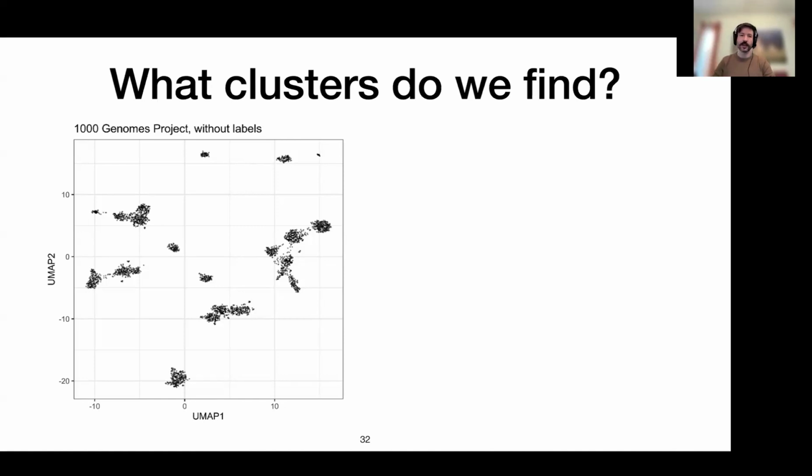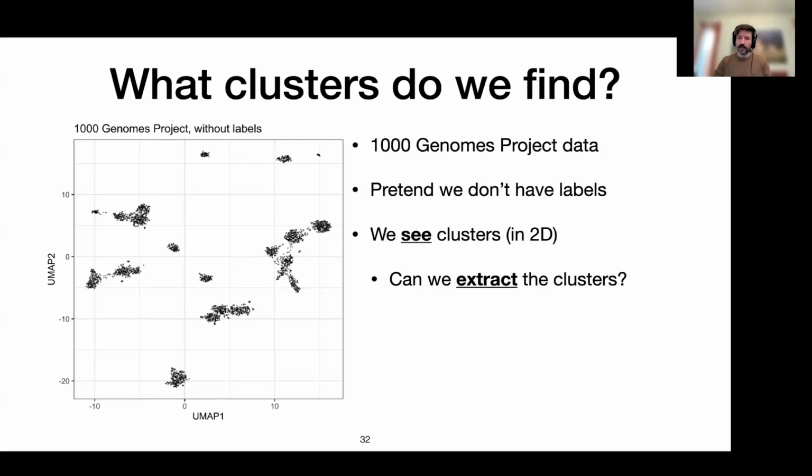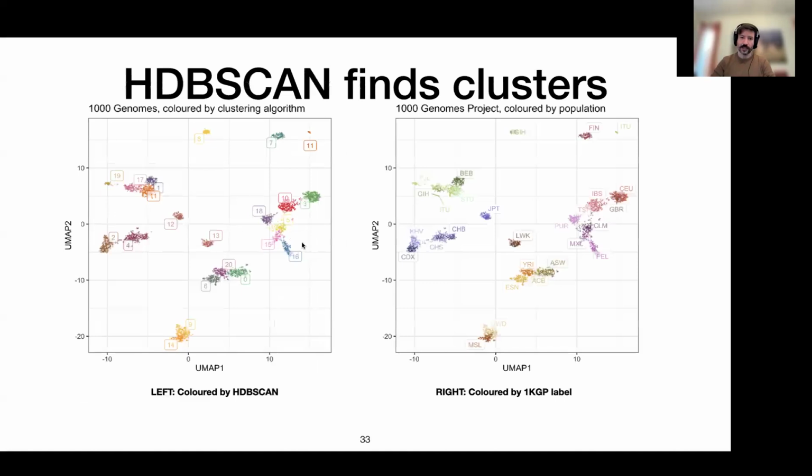all of the labels for it, and I run UMAP in 2 dimensions, and this is what I get. I can see there are clusters here, but I don't know what they are. So we can see these clusters, but how do we extract them? So the idea is we run UMAP again, put it in like 3, 5, 10 dimensions or something like that, and then we see what HDBSCAN extracts.